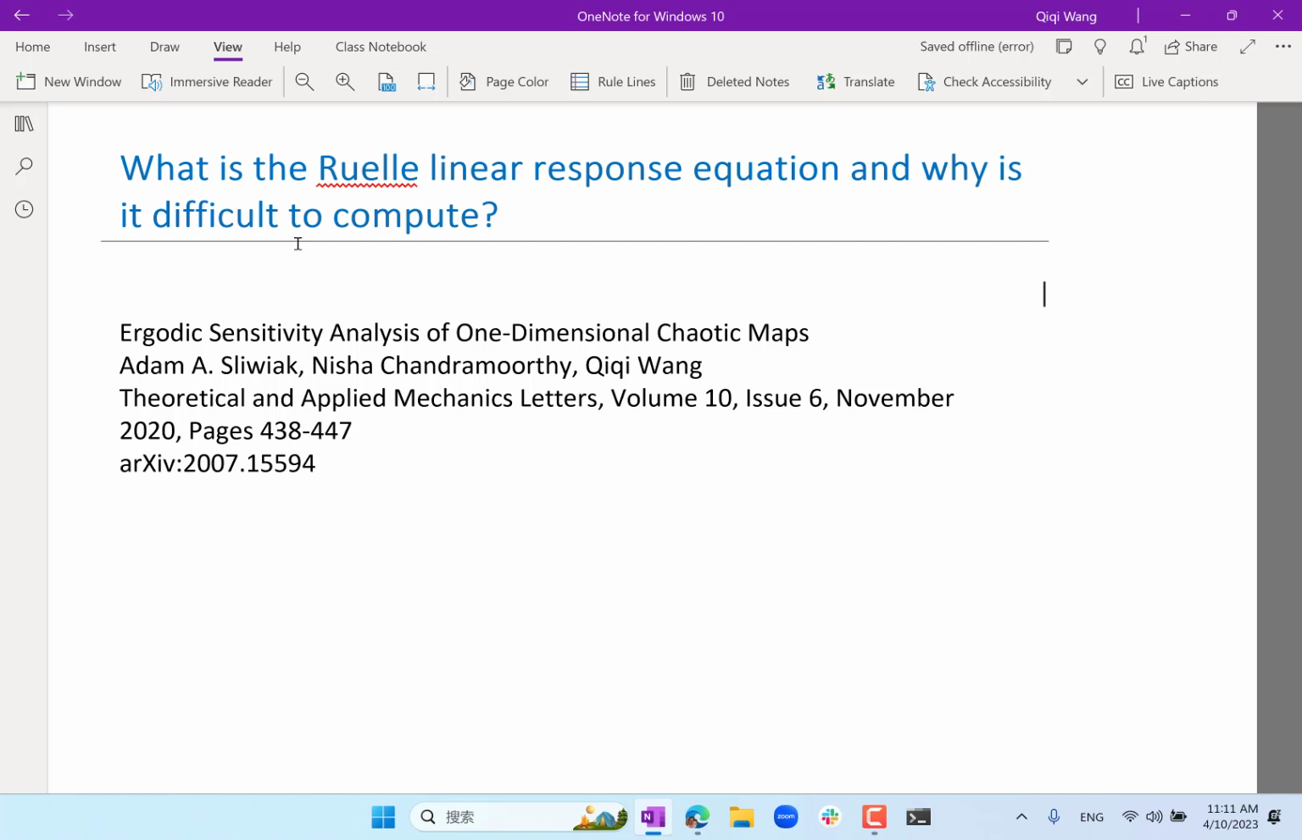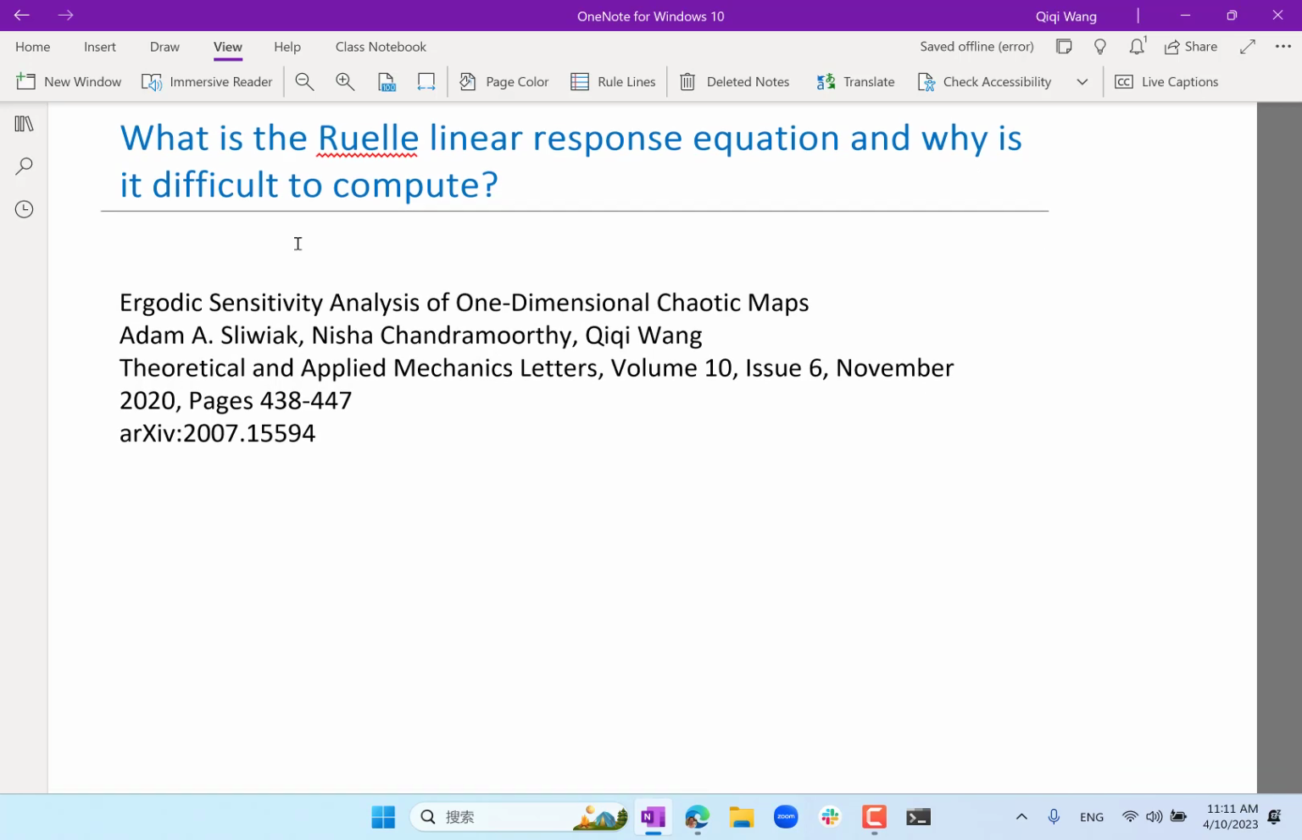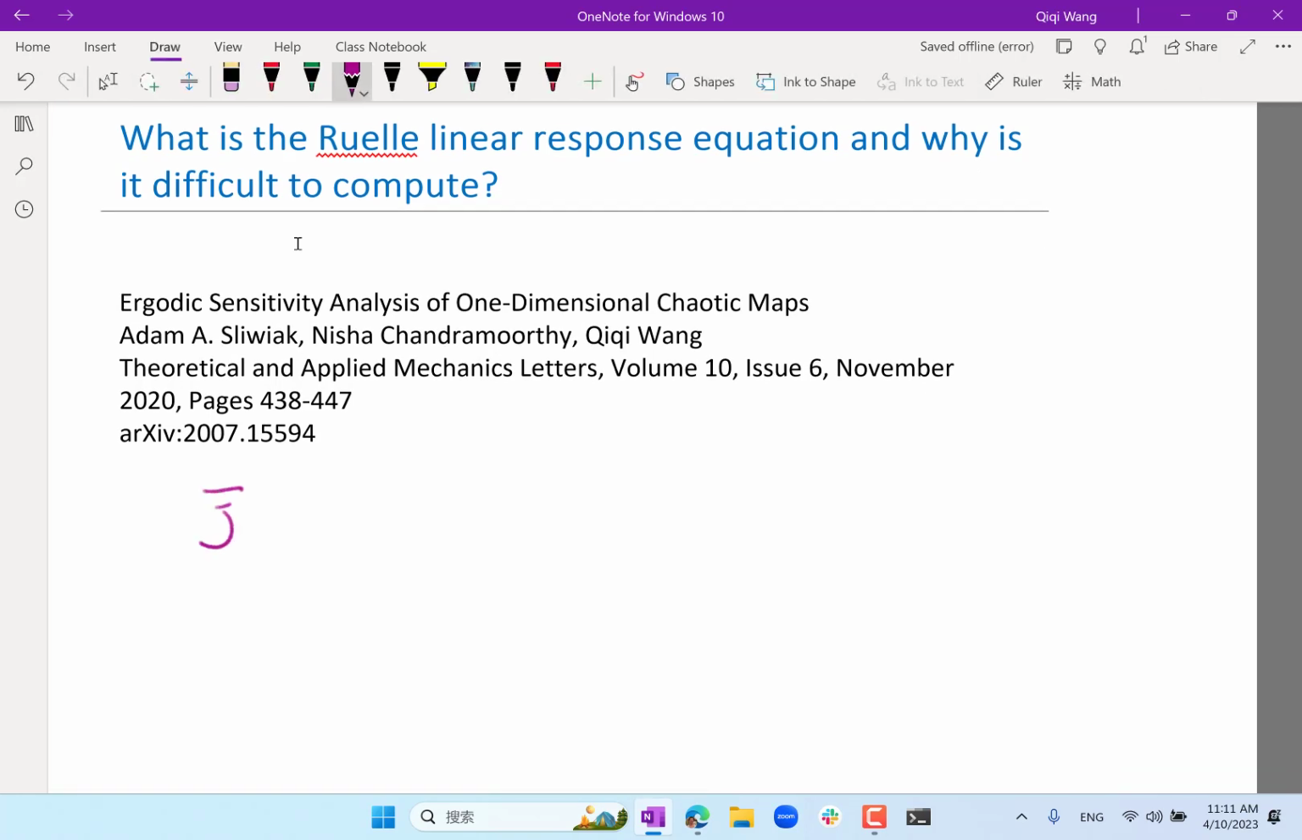So there are always different ways to explain things, and I'm trying to do my best to explain things clearly from a computational point of view. Okay. So last lecture we learned that a long time averaged quantity can be written as an integral over the phase space. And since we have been looking at one-dimensional maps, for example from 0 to 1, we are integrating over the phase space of the interval from 0 to 1.